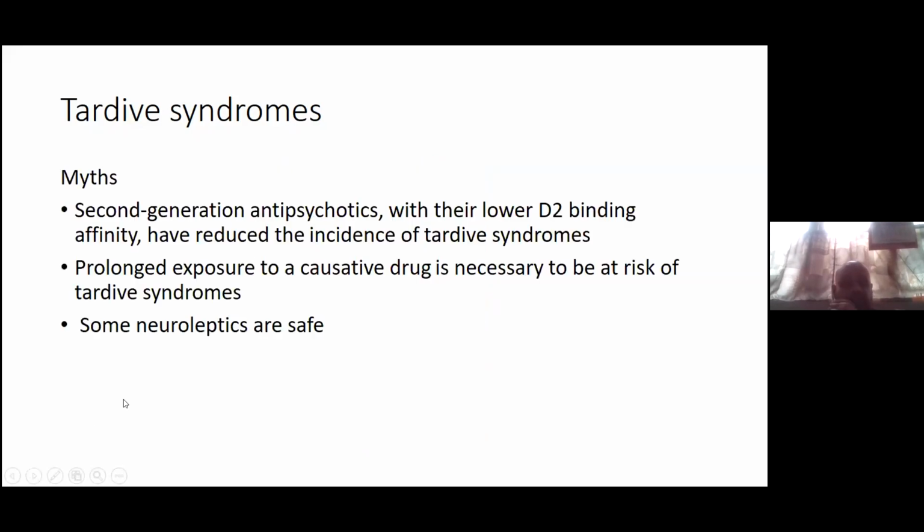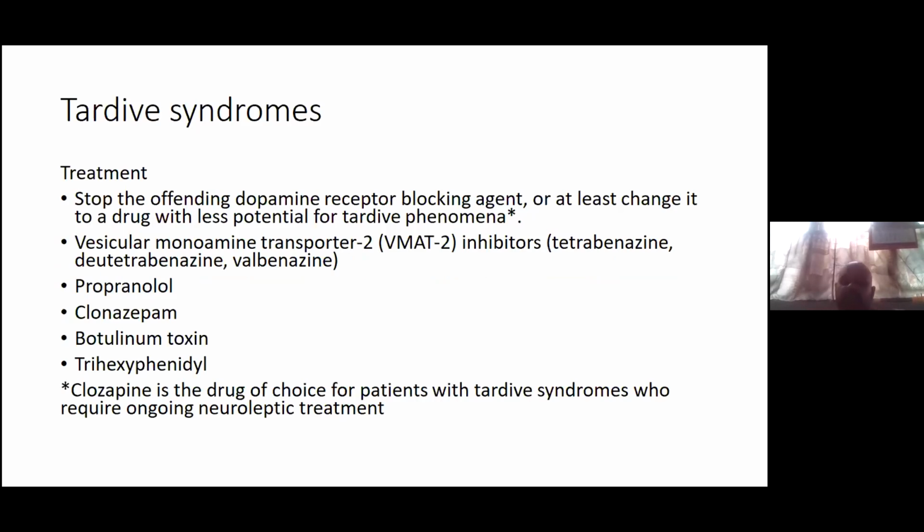Okay, so there are several myths involved in tardive syndromes. So there's the myth of second-generation antipsychotics, that they have a reduced incidence of tardive syndromes. This is a myth. Another myth is that prolonged exposure to a causative drug is necessary to be at risk of tardive syndromes. Again, a myth. I mean, even a short duration of the drug can cause these syndromes. And the last myth is that some neuroleptics are safe. So all neuroleptics basically can cause tardive syndrome.